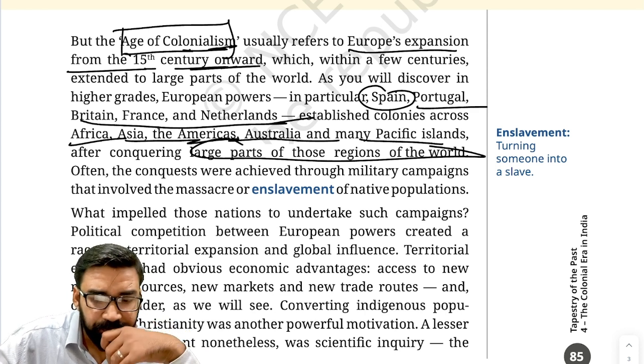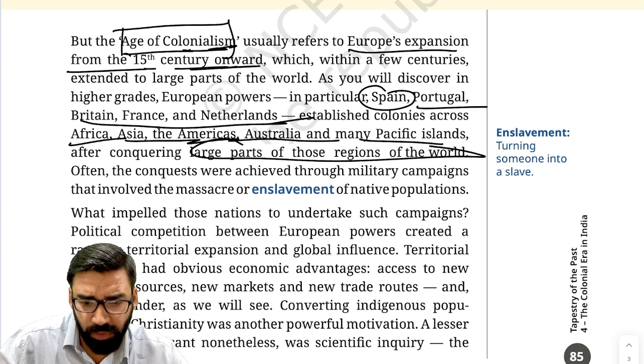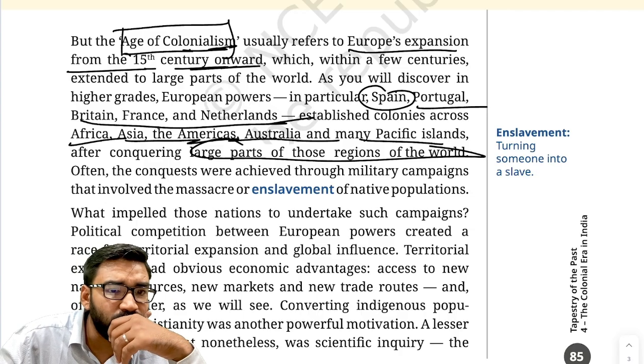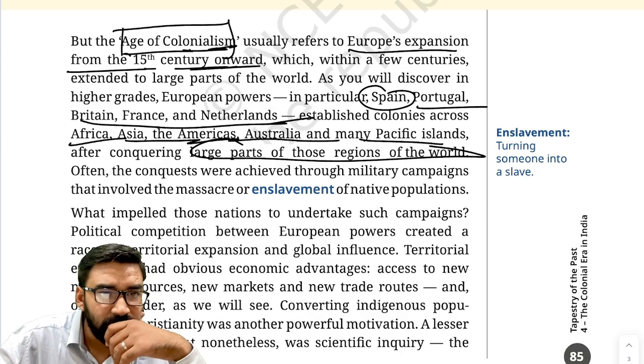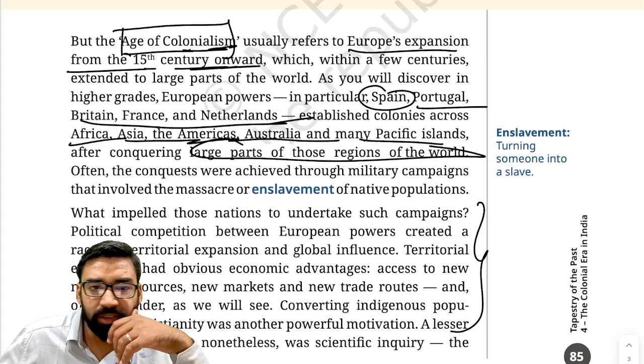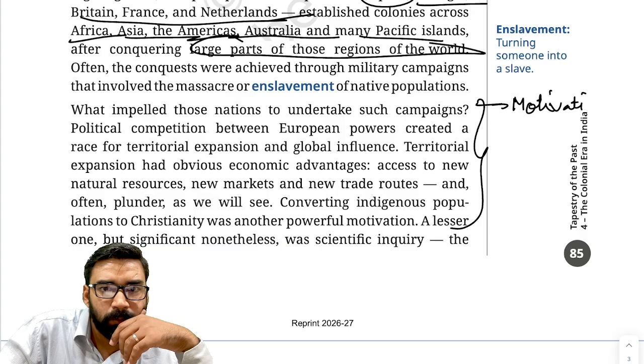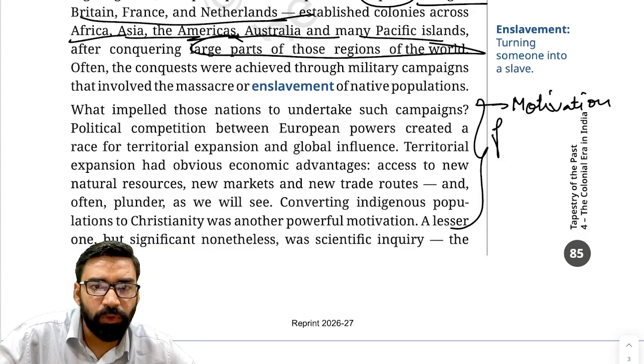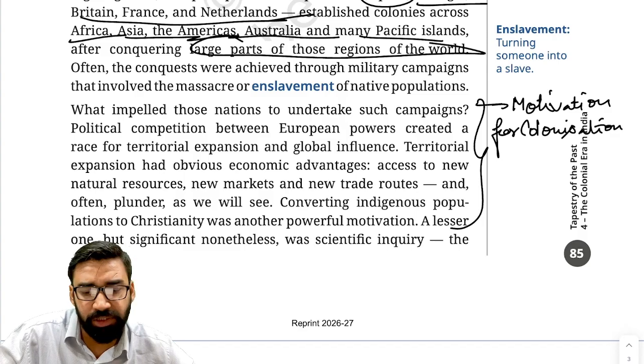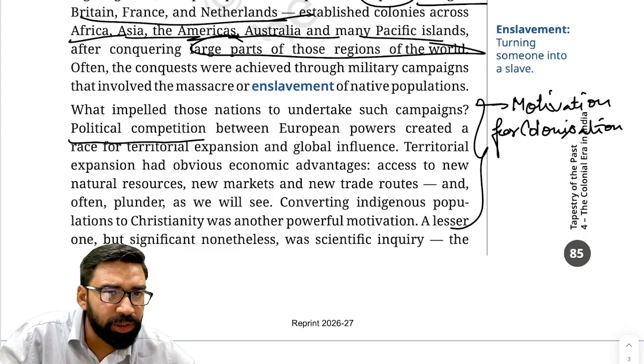Okay. Now, what are the motivations for colonization? We need to understand the motivations for colonization. So what are the motivations for colonization? The first thing is political competition, as you can see here. This is the first point.